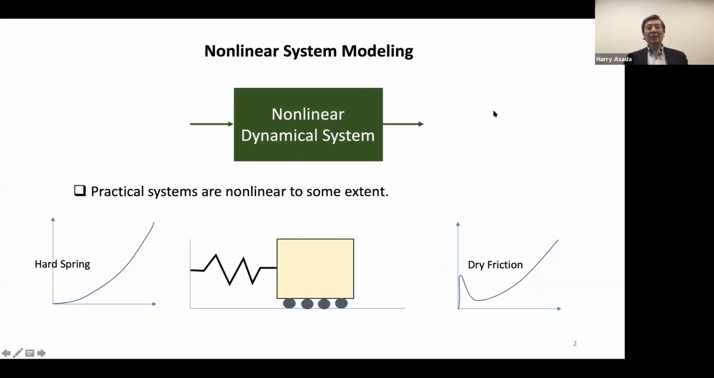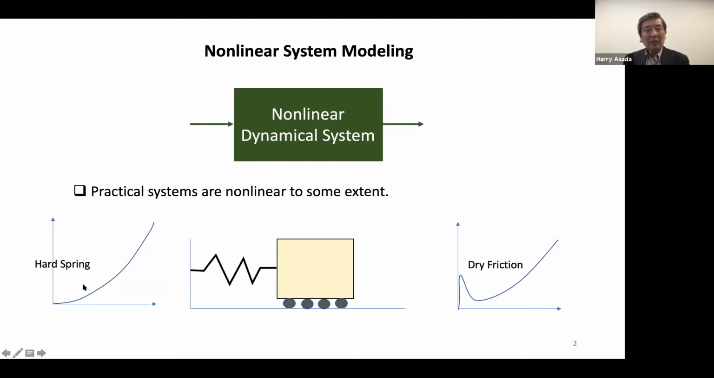Talking about nonlinear dynamical systems, any kind of practical system is nonlinear to some extent. So far, we have somehow ignored or approximated nonlinearity with linear dynamical systems. There are well-developed and powerful theoretical foundations for linear systems, but we have to go into nonlinear dynamical systems. Shown here is just a simple mass spring damper system.